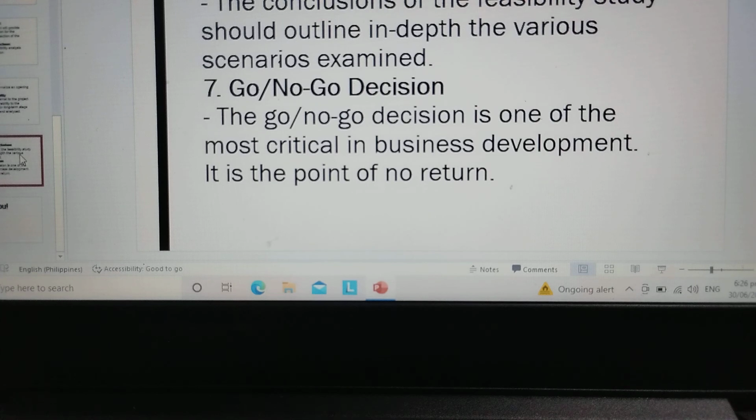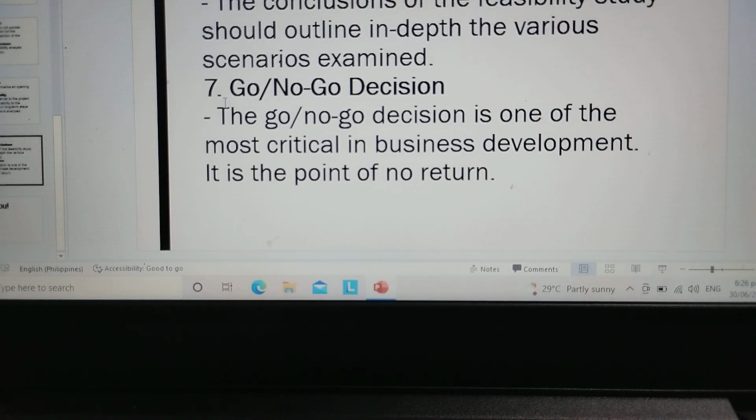Remember, it is not the purpose of the feasibility study or the role of the consultant to decide whether or not to proceed with a business plan. It is the role of the project leaders to make this decision using information from the feasibility study and input from consultants.